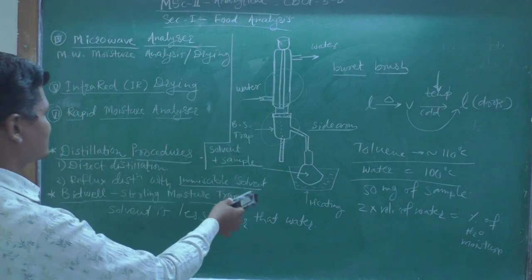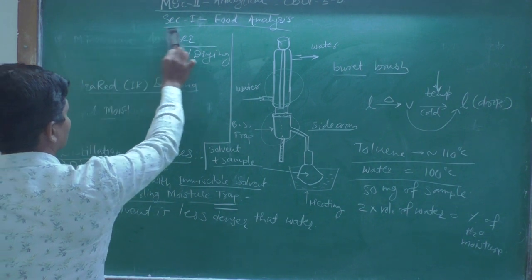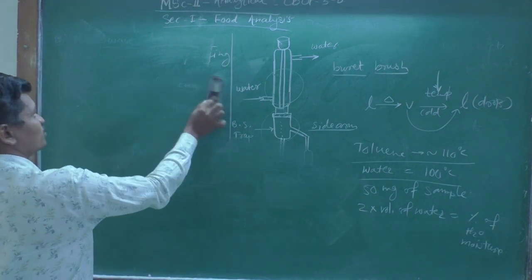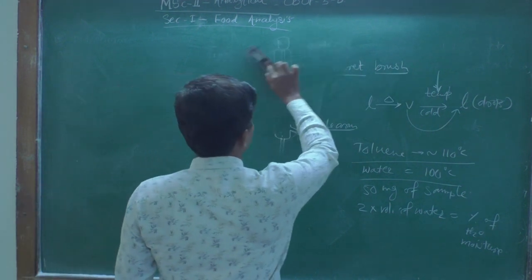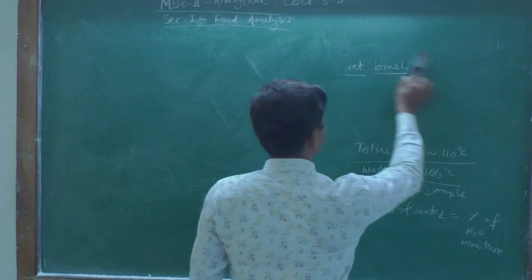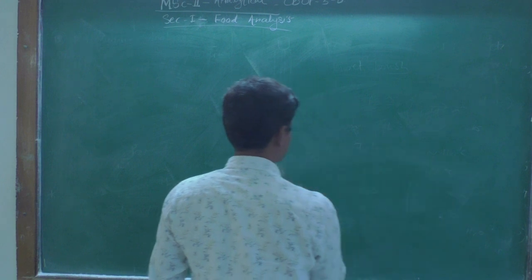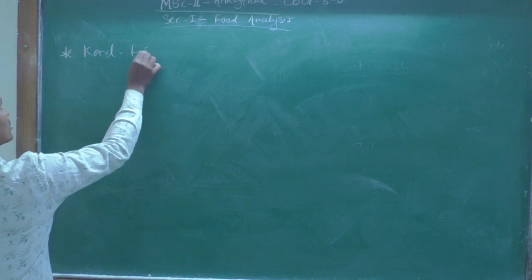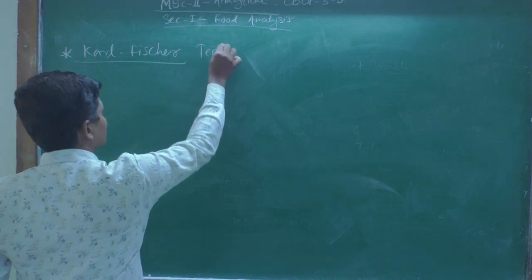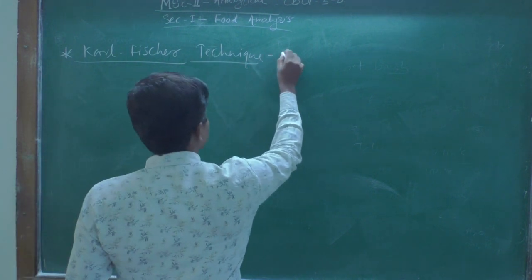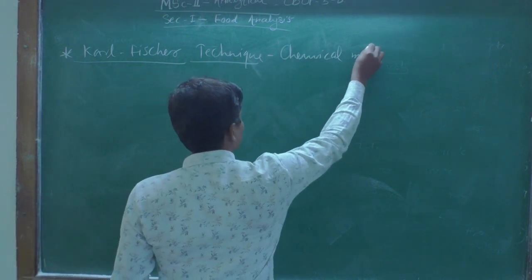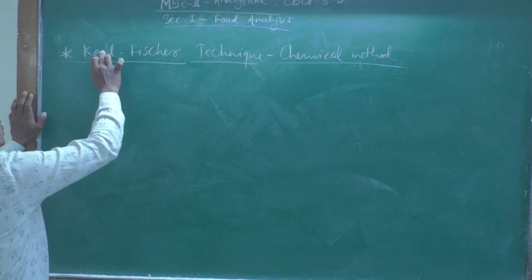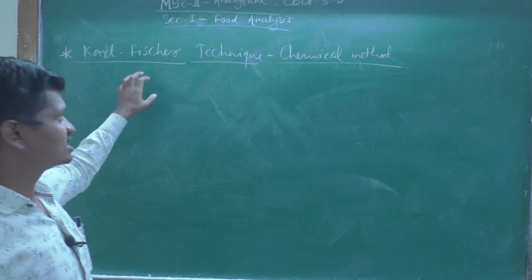Now the last technique is known as the Karl Fischer technique, K-A-R-L. It is one of the very famous methods used for moisture analysis in different fields: food analysis, drug analysis, chemical analysis, etc. Karl Fischer technique is a chemical method for food analysis. Karl and Fischer are the two scientists who discovered this technique, and that's why it is given their names.